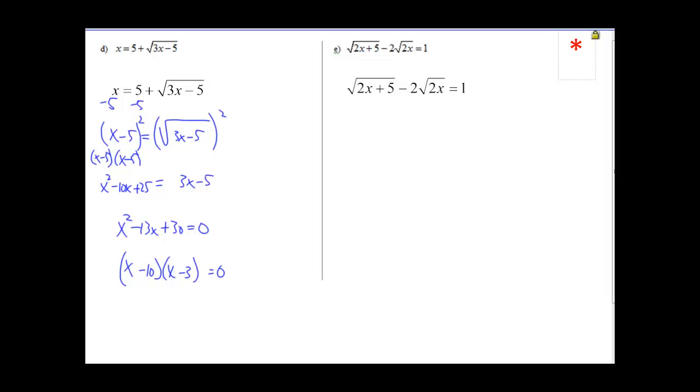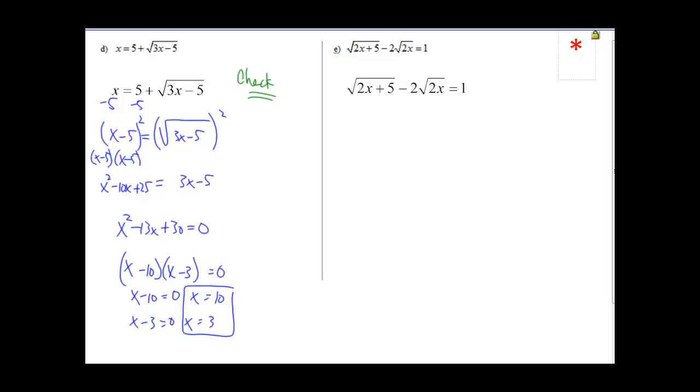Then we need to figure out, well, what makes the left hand 0? So x minus 10 equals 0. X equals 10. X minus 3 equals 0. X equals 3. So we have 2 answers. That means we need to check twice. Go back to the original problem.